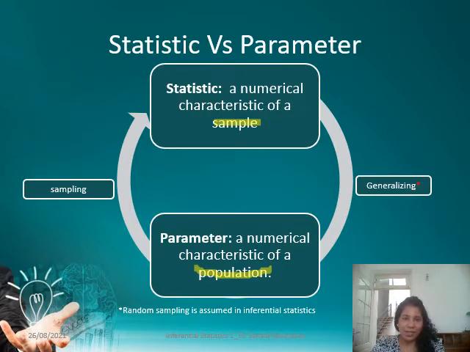So, most of the time, we can only acquire data from a sample, because either it's too difficult or too expensive to collect data from the whole population, right? So the only instance where we can collect data from the whole population is the census.